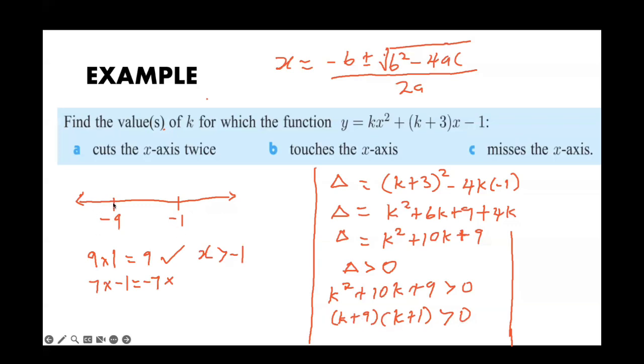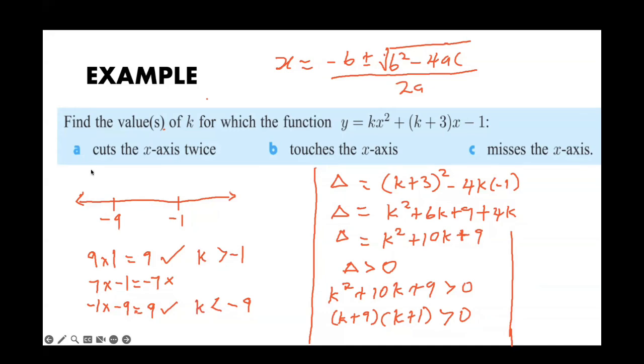Lastly, let's investigate for values less than -9. I will use -10 to investigate. If I substitute -10 here, -10 plus 9 will give -1, times -10 plus 1 will give -9. And if we multiply, we get +9, which is greater than 0. So it means that x less than -9 also satisfies the inequality. Pardon me, we are not working in terms of x, so I'll just change these to k.